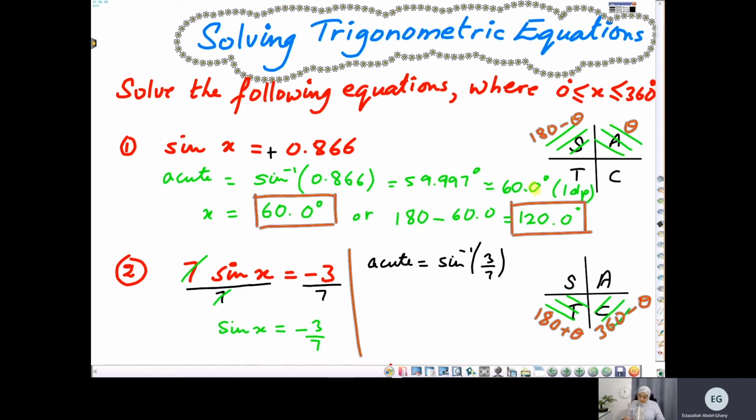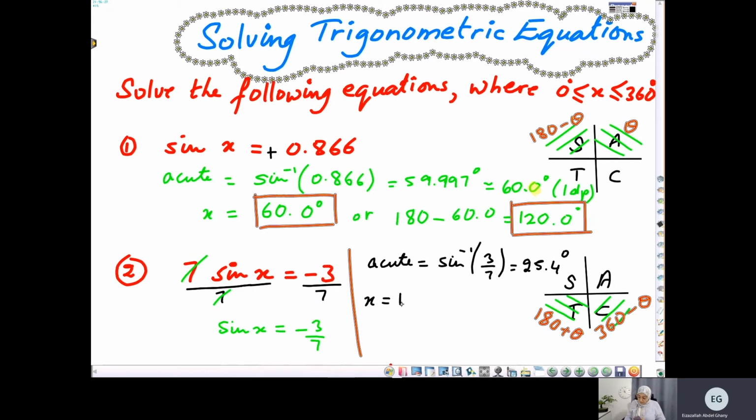When you ignore the negative sign, shift sine 3 over 7, it will give you directly an acute angle, which is 25.4. This is one decimal place. Okay? And then you need to find x, not the acute angle. The x values here are both of them reflex.